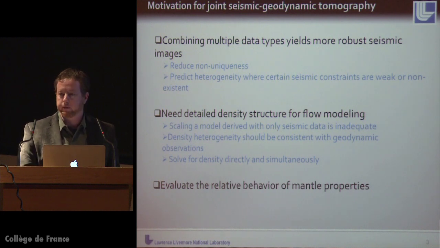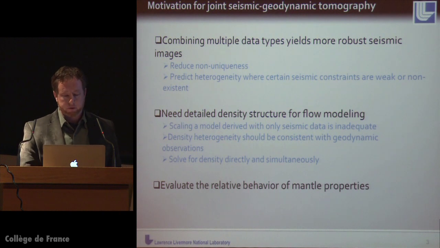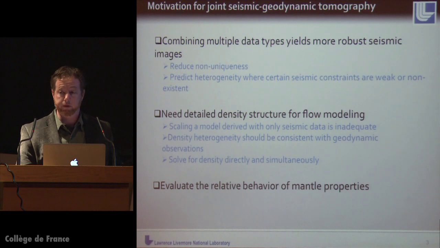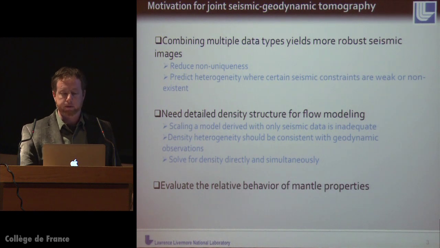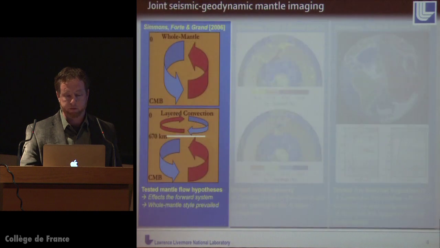But we need the density structure of the Earth to understand the Earth, the evolution of the Earth, and, in a practical sense, to calculate flow. You can't calculate flow if you don't know what the density is. And we also know, based on our previous studies, that scaling a seismic model, the model produced solely with seismic information, is inadequate because it doesn't fit geodynamic observations. And so it's hard to see how much you can actually learn from a pure seismically derived model in terms of flow. With joint seismic geodynamic tomography, we can solve for density directly. And we can, of course, evaluate the relative behavior of different properties of the mantle if we solve jointly.